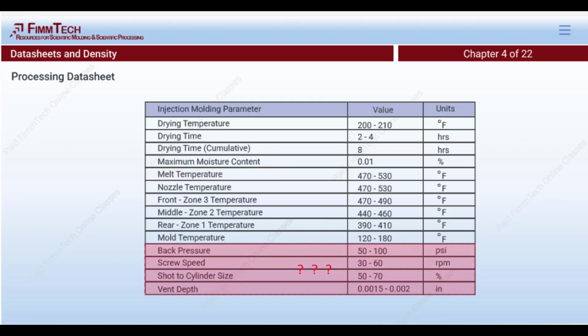It also gives you this data: back pressure values, screw speeds, shot size to cylinder, and vent depth. And you can see that there are some numbers here. I've got a red box around this and question marks here because there is some of this information that I do not agree with, and one has to be very careful when using this data. And again, I will show you what I mean by that. And again, we will discuss this in the class as we move forward. But for now, just keep this in mind that these values should be used very, very carefully.